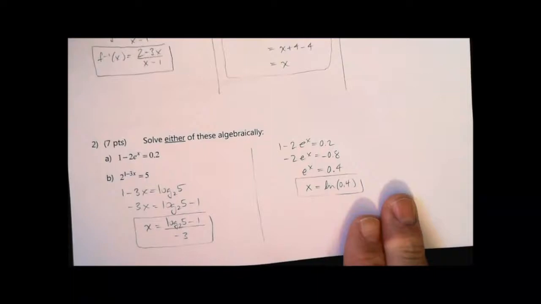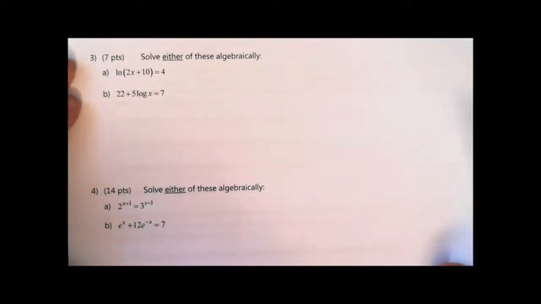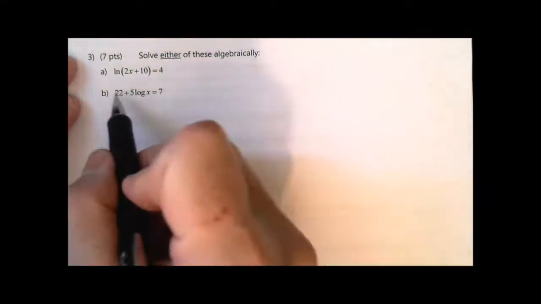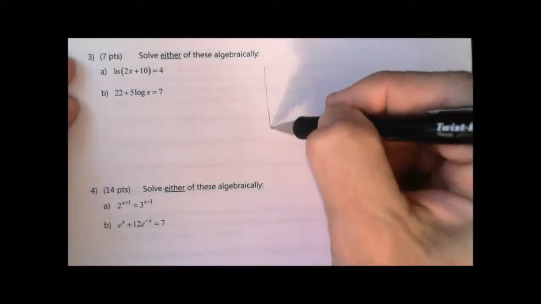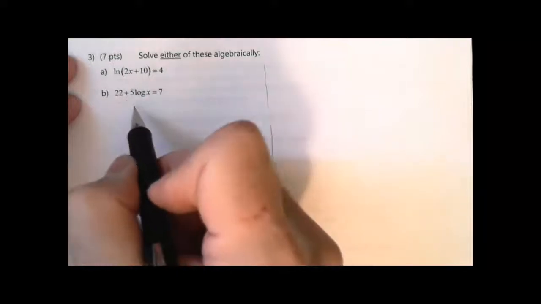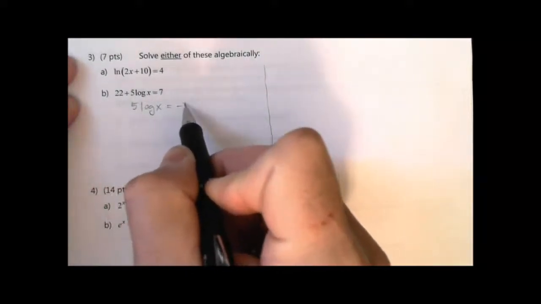Okay, let's look at the next page. Okay, these questions again. I'll do B first. 2 plus 5 times the log base 10 of x equals 7. We'll have to do that. We're going to first isolate this log.